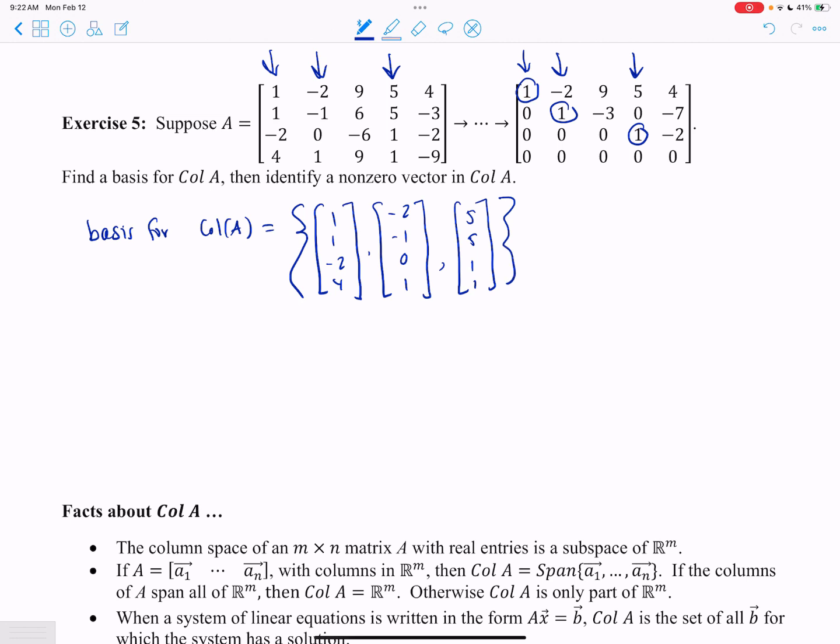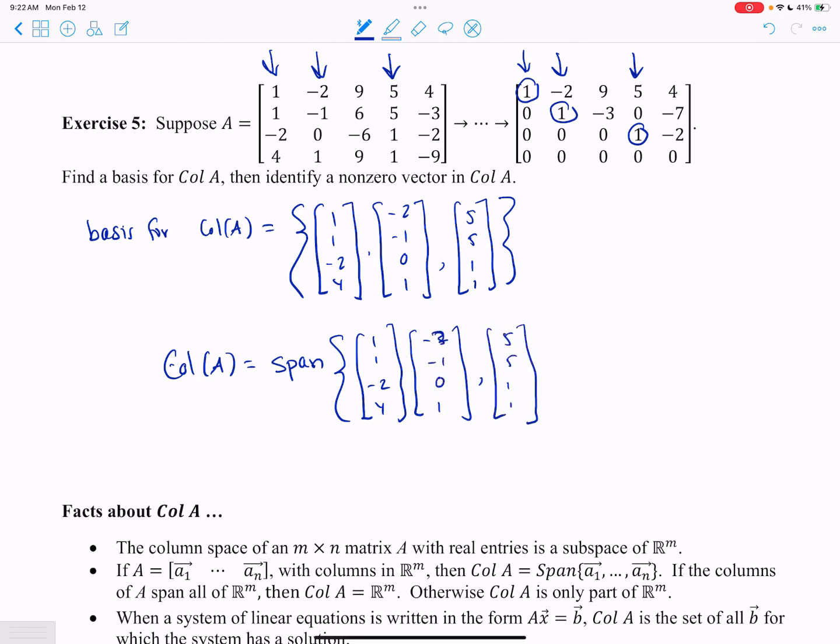If I want to say what is the column space, you'd say the column space of A is equal to the span of all of those. So this is an infinite set because you're taking all linear combinations of these 3 vectors. And because I have 3 vectors in my basis, this would be a 3-dimensional space in R4. Again, I can't visualize that, but it's a 3-dimensional space in R4, which means it's not all of R4.